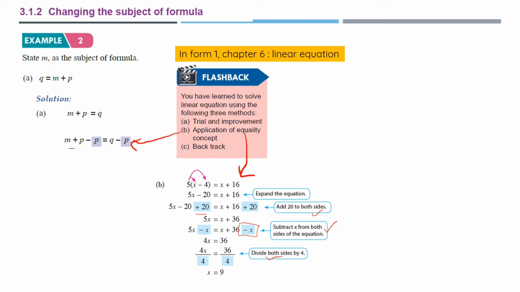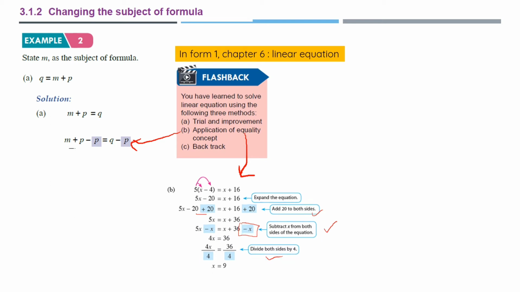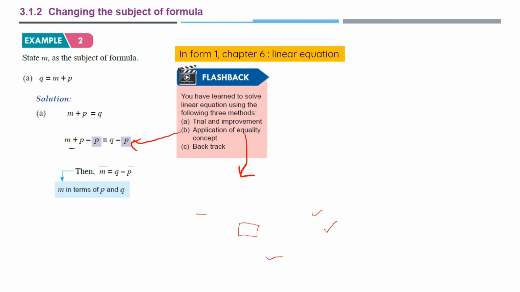M plus P minus P on the left equals Q minus P on the right side. Let me erase this. Then M plus P minus P here, you can just cancel everything. M equals Q minus P. M in terms of P and Q.